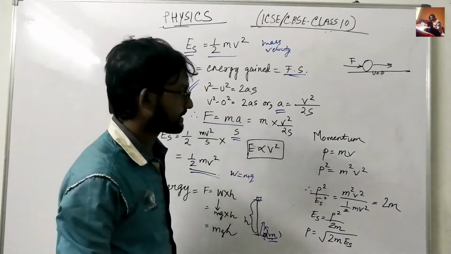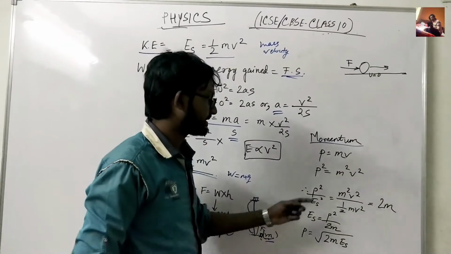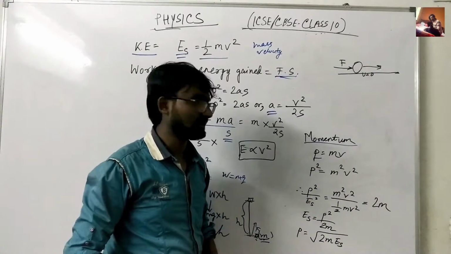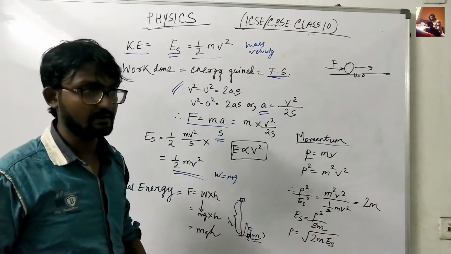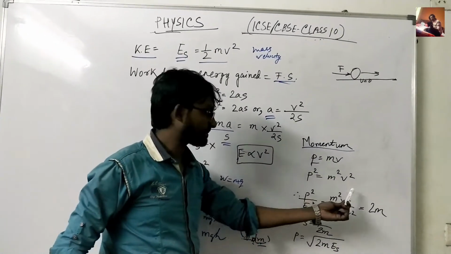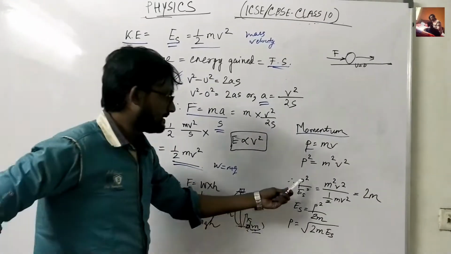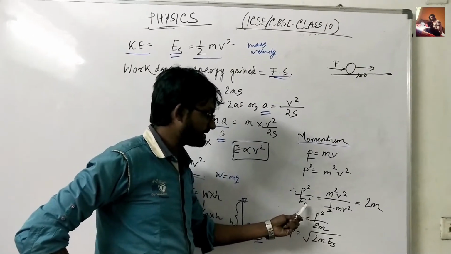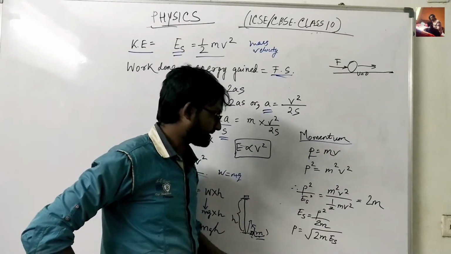Now I will come to another relation. Momentum, which you also know, is denoted by P, and it is m into v, mass into velocity. This is just a derivation for you, so that it will come in handy for solving problems. So P equals mv, so P square equals m square v square. Now, P square by Ek, where Ek is the kinetic energy.